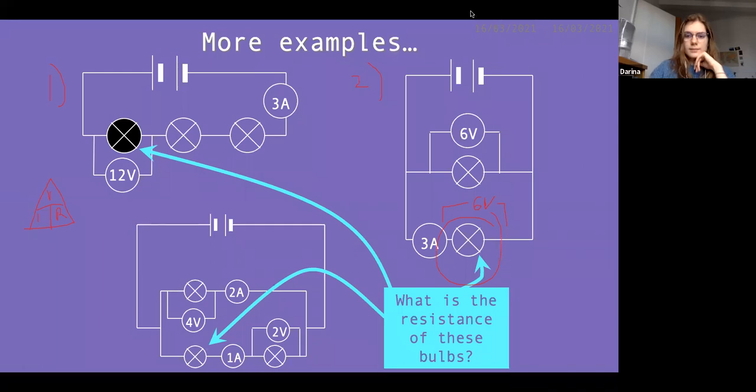Any ideas on that? Well, again, we use our equations. We use VIR, our triangle. We're covering up the R, so we know we have to do V over I. And that means that, again, we do 6 over 3, which is 2. So 2 ohms is the correct answer here.